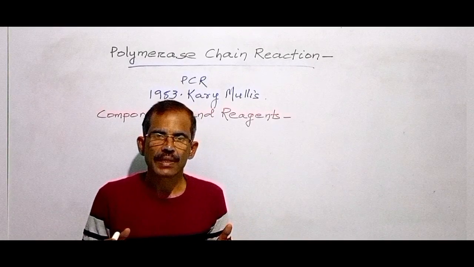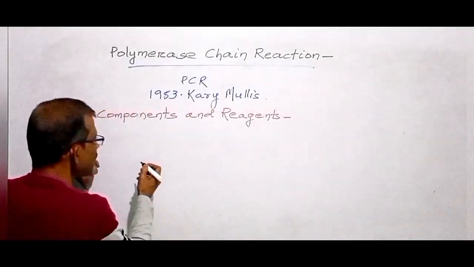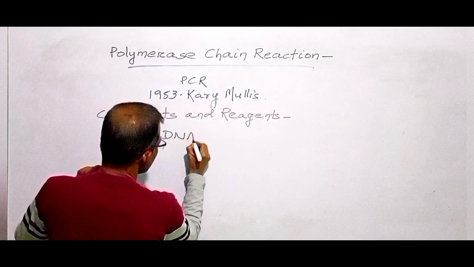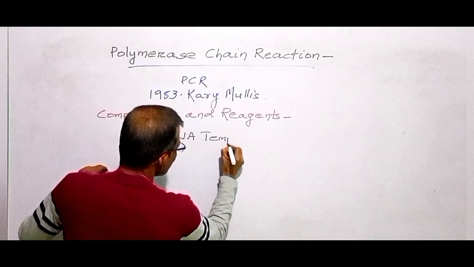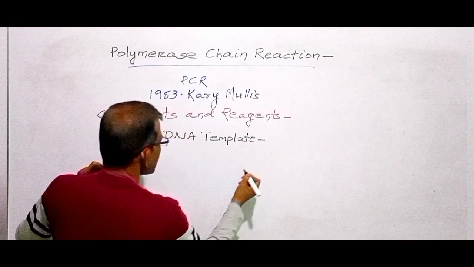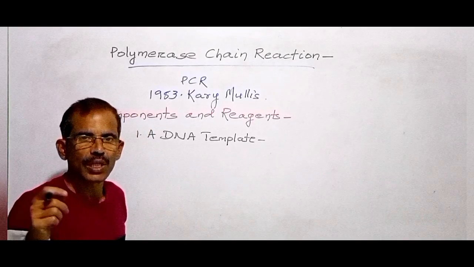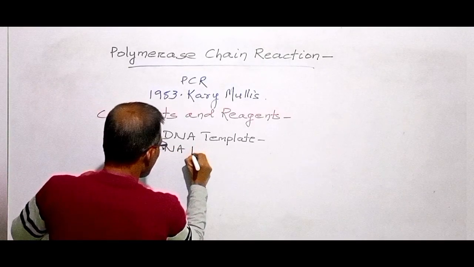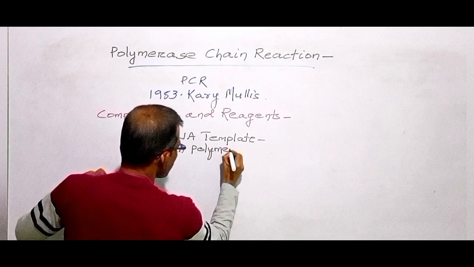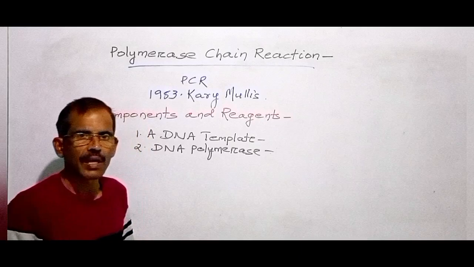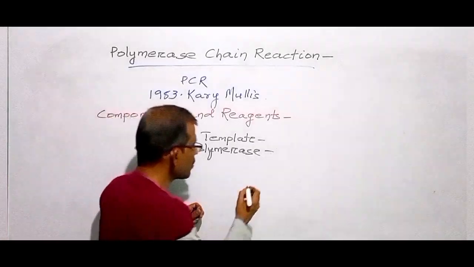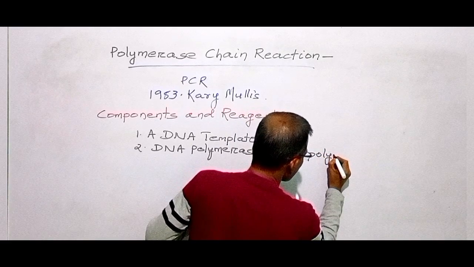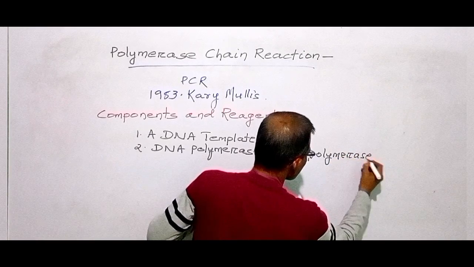A basic PCR setup requires several components and reagents. First one is a DNA template. The template contains the target sequence which has to be amplified. Number 2 is the enzyme DNA polymerase. This enzyme polymerizes the new DNA strand. Thermostable DNA polymerase such as Taq polymerase is commonly used in most PCR applications.